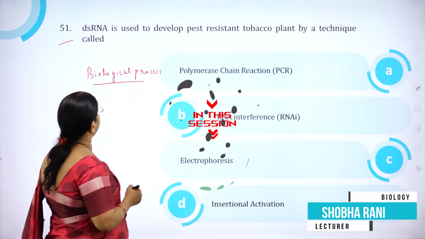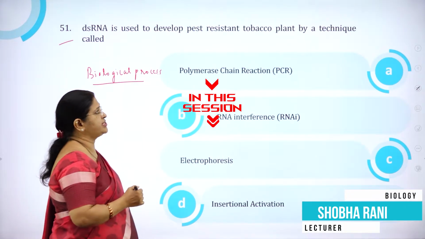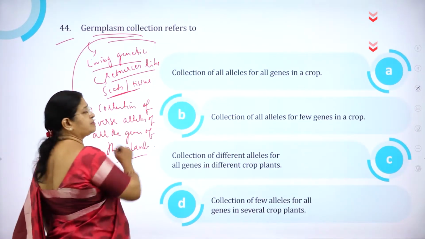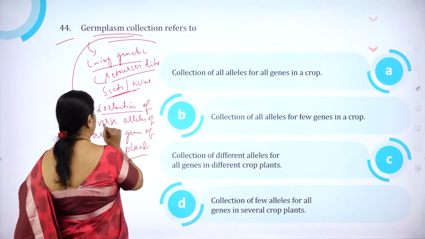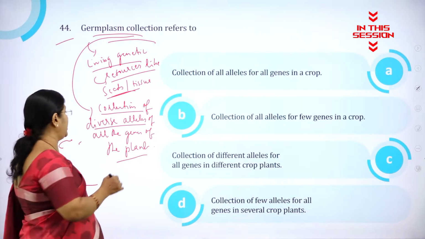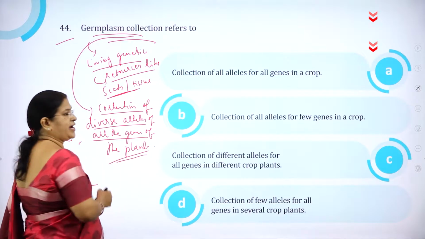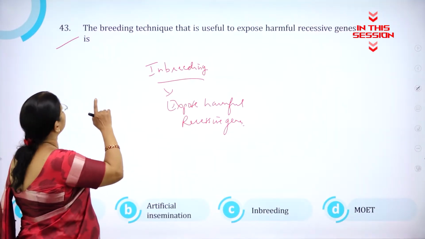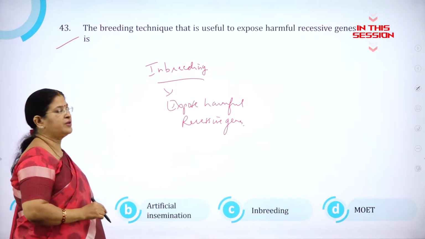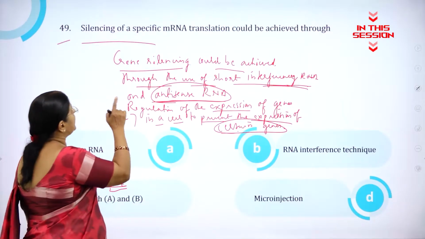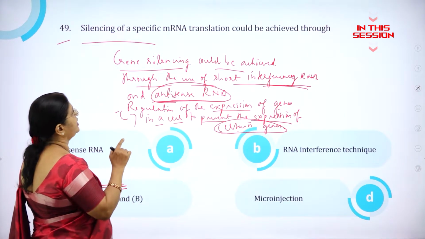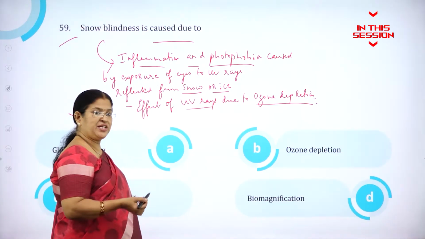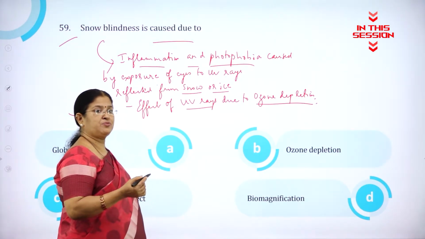dsRNA, double-stranded RNA, is used to develop pest-resistant tobacco plant by a technique called... So what is germplasm collection? It is nothing but what? Collection of diverse alleles of all the genes of the plant. The breeding technique that is useful is inbreeding. So the breeding technique that is useful to expose harmful recessive genes is... silencing of a specific mRNA translation could be achieved through... it is an inflammation and photophobia. Photophobia means what? Light.